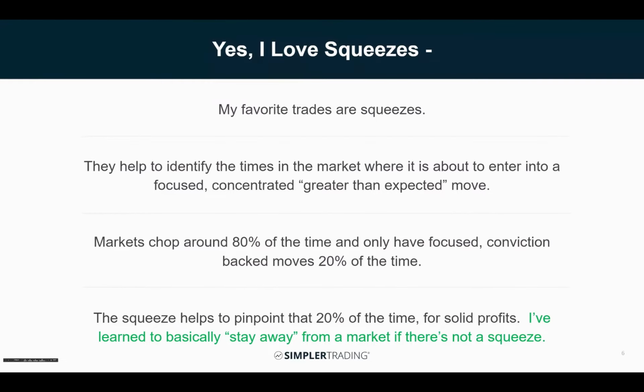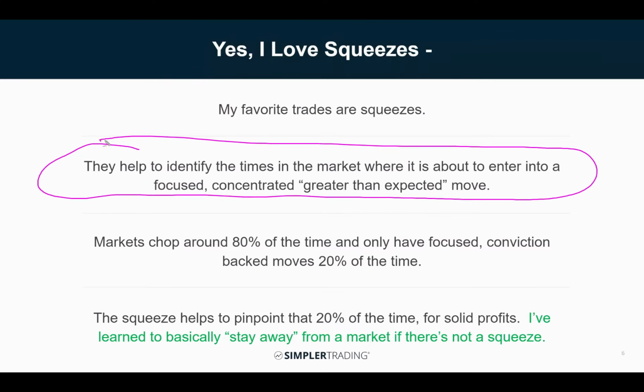All right, so when it comes to squeezes, I love squeezes. It's the setup I like the most. It's a setup I've been using for 15 years. They help identify the times in the market where it is about to enter a focused, concentrated, and what I would call greater than expected move, for those of you that have experience with options. And the reality is markets chop around about 80% of the time and only have focused, conviction-backed moves about 20% of the time. It may not seem like it, you may think, no, John, they actually move more than that, but you'll be surprised when you really look at it.